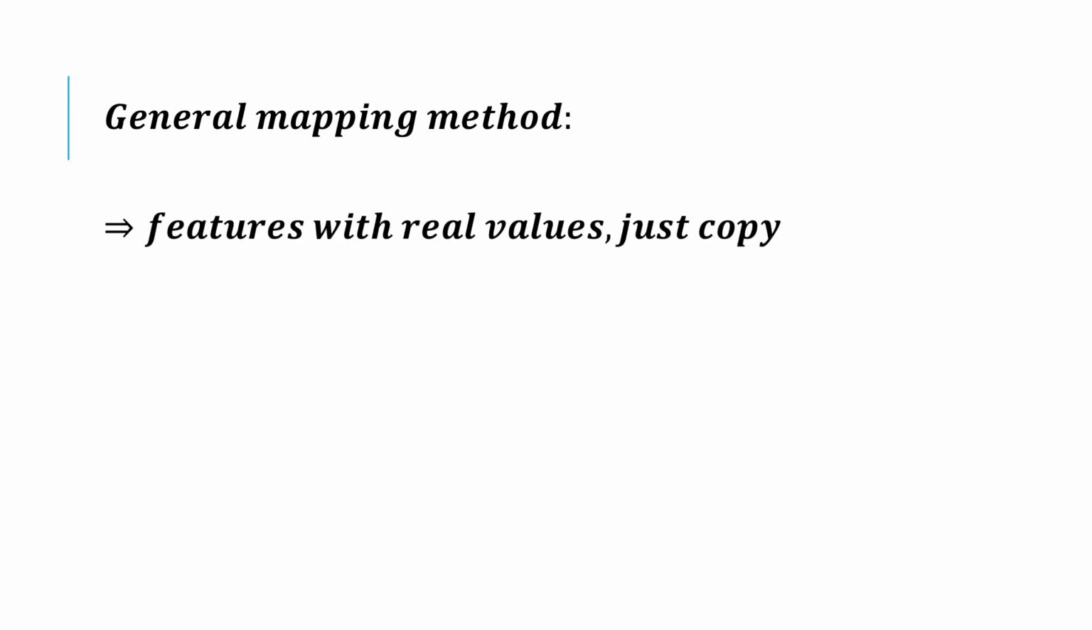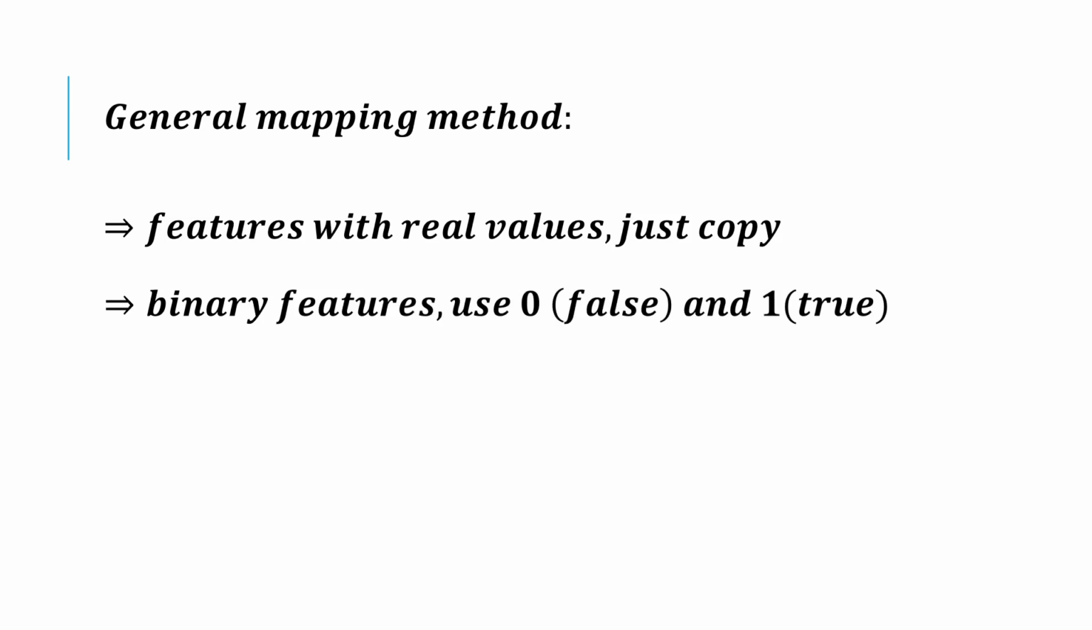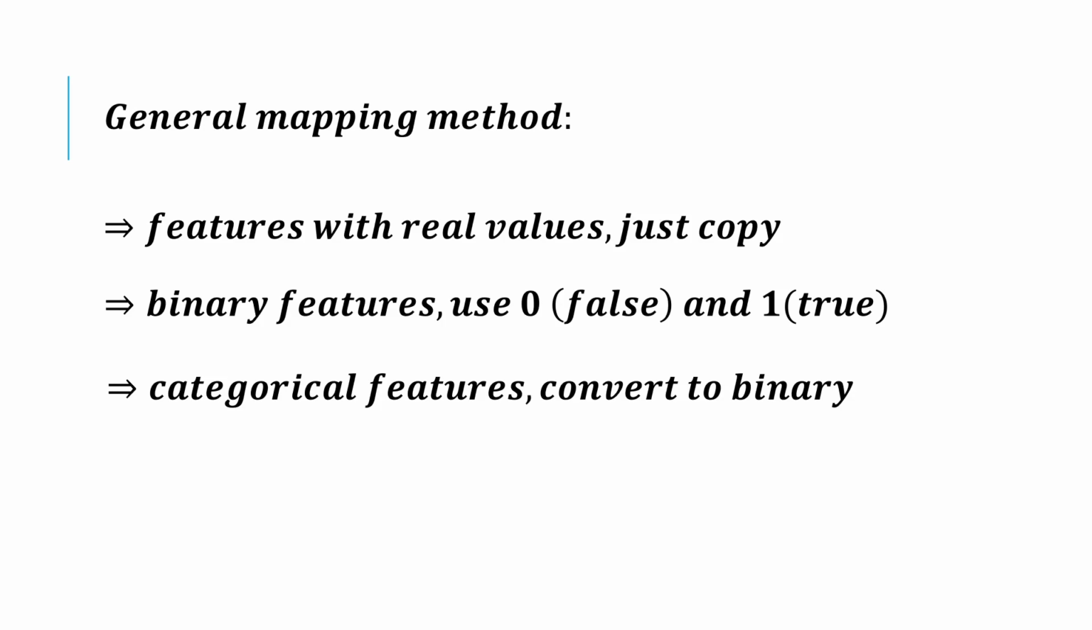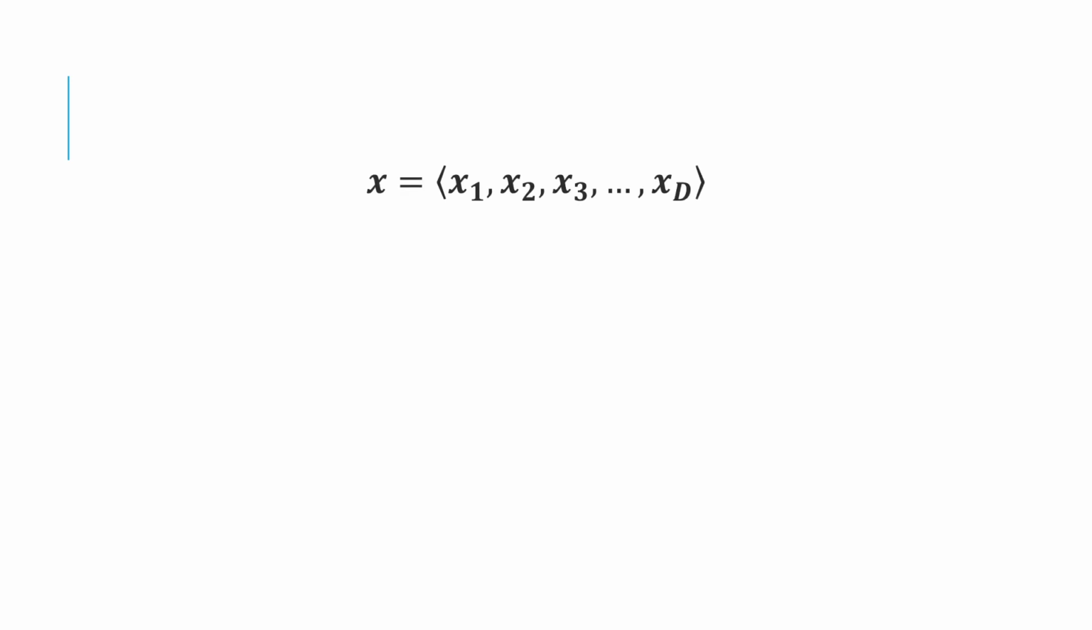With that in mind, we can then use the following mapping to map a dataset into feature vectors. If the feature has real values, then just copy the real value. If the feature is binary, use 0 and 1. For categorical features, we convert them to binary first, then use 0 and 1. After this mapping, we can think of a single example as a vector in a high-dimensional space. If you have d many features, then the feature vector will have d many components or dimensions.